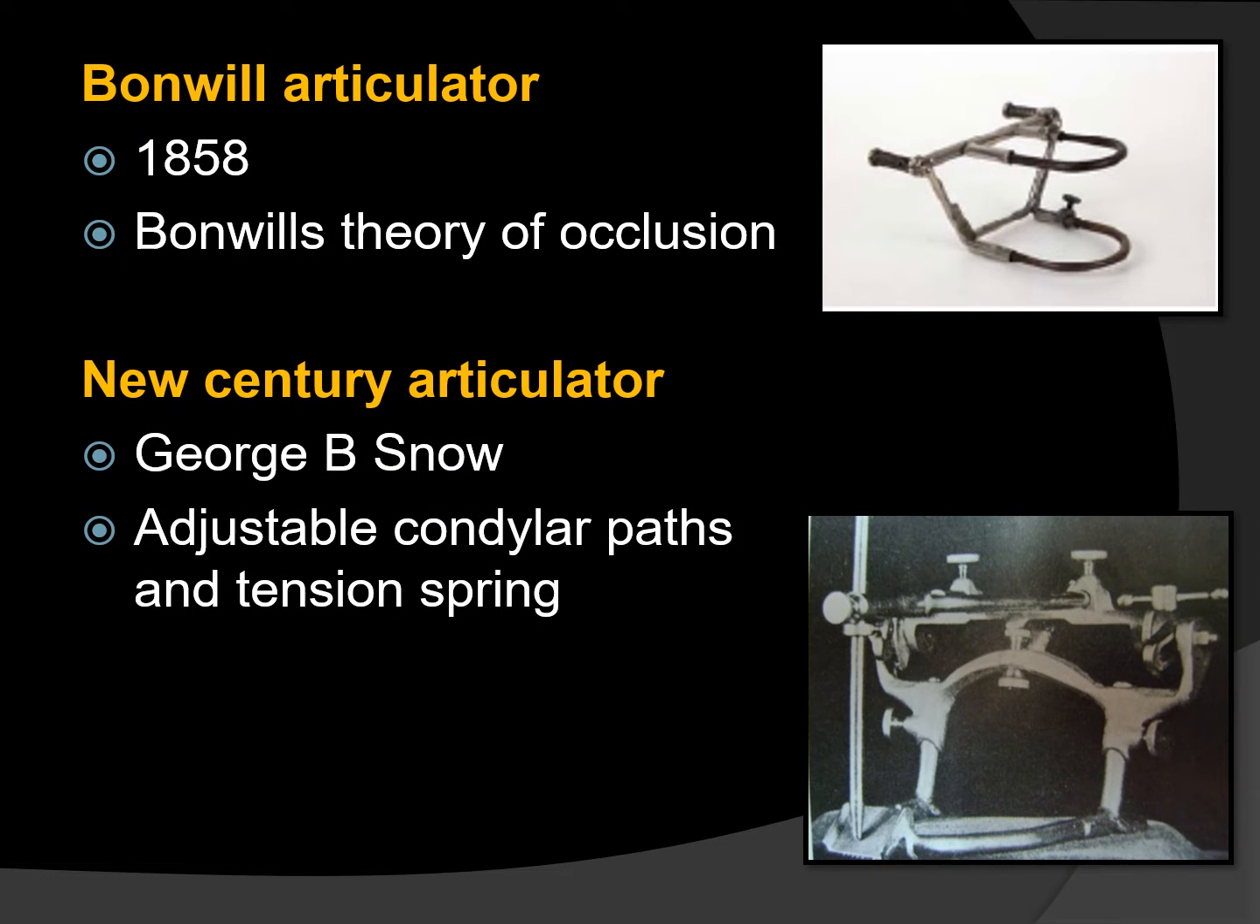In 1858, the Bonwill articulator was introduced based on Bonwill's theory of occlusion. What Bonwill's theory is, and the classification of articulators based on theories of occlusion, we shall be discussing in our coming slides. And the next one is the New Century articulator, which was devised by George B. Snow in 1899, who first devised the face bow. This articulator consisted of an adjustable condyle path and also a tension spring for a greater range of movement without compromising the stability of the frame.